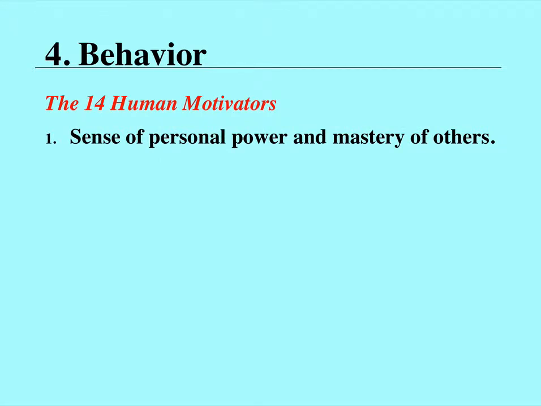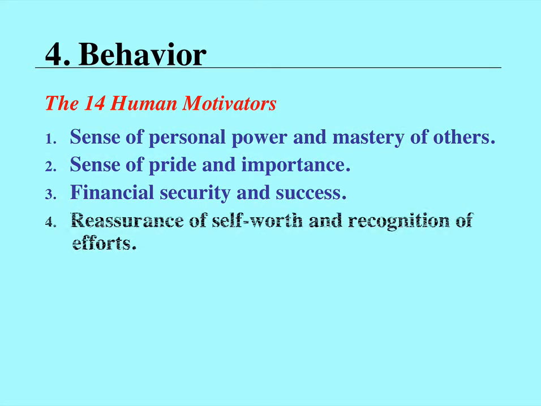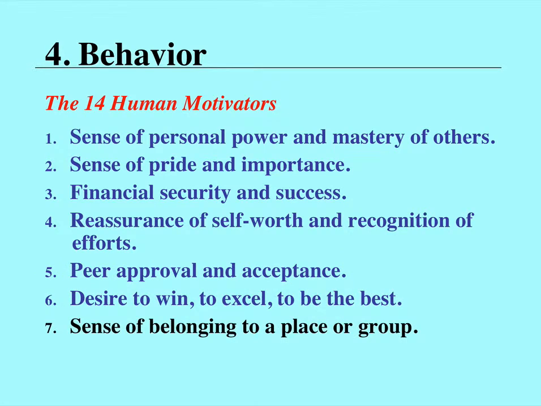There are 14 human motivators that you will study, and they are listed here. And rather than me read these individually, you will go through a process of looking at and trying to understand how those may pertain to different kinds of crimes. The important thing to remember here is that all of us, including criminals, are in pursuit of legitimate kinds of needs. For instance, number 3, financial security and success. Or number 7, belonging to a place or a group.